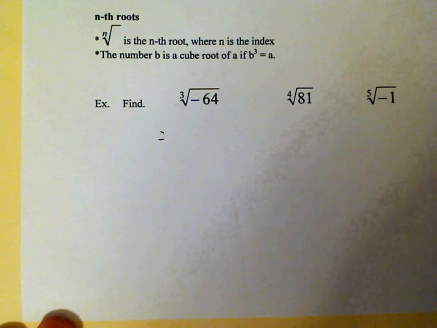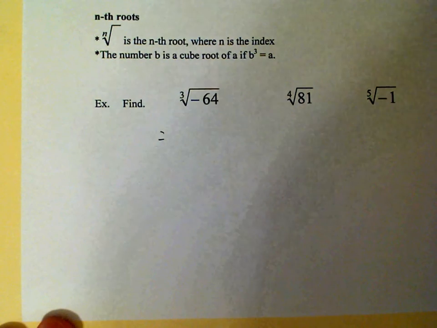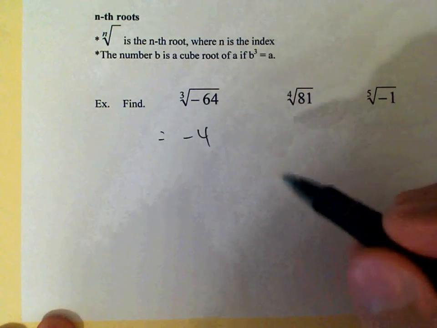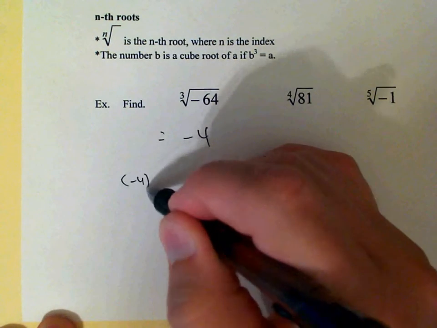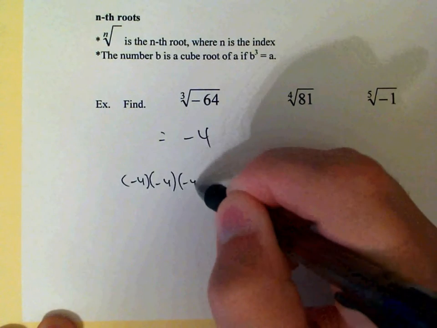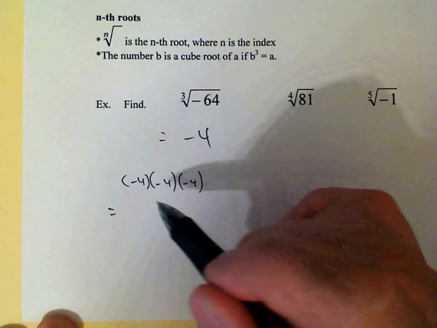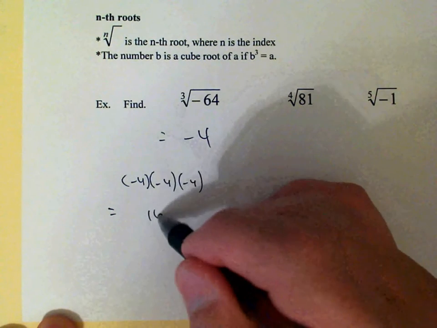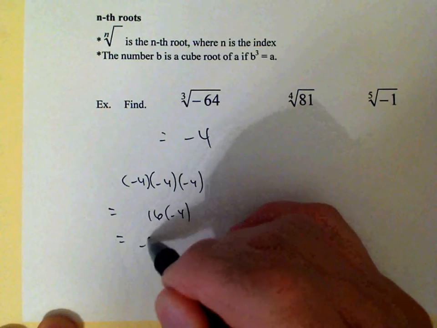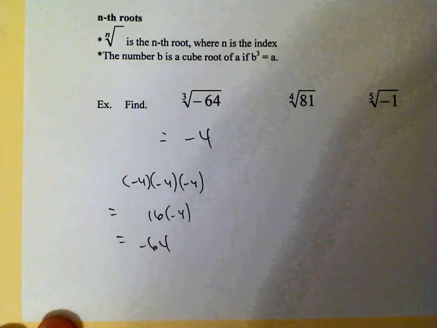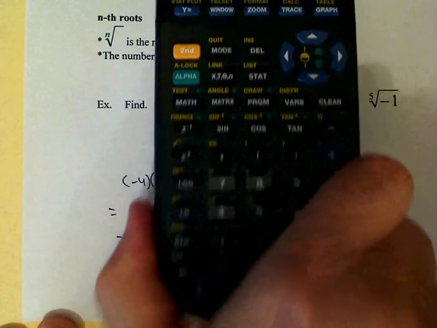Now, if you don't know how to find the cube root of negative 64, and by the way, the answer is negative 4. The reason why it's negative 4 is if you take a negative 4 times itself 3 times, you'll get negative 4 times negative 4 is 16, and 16 times negative 4 is the negative 64. You can always use your calculator. I'm going to start the graphing calculator.